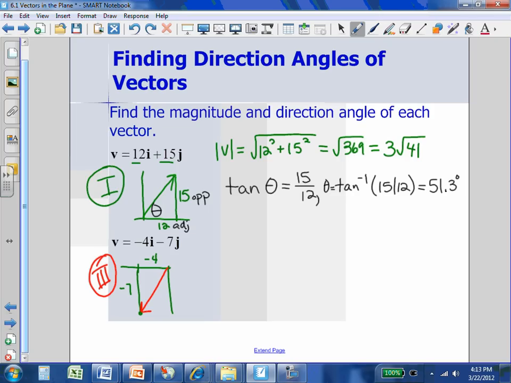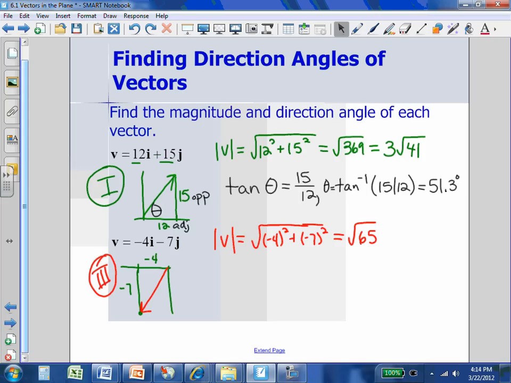Well, let's find the magnitude. So the magnitude of the vector is the square root of -4 squared plus -7 squared. And that's the square root of 16 plus 49, which is 65. So this is the square root of 65. And that's 13 times 5, so it can't be reduced anymore. So there's our magnitude. Now we need to look at the direction.